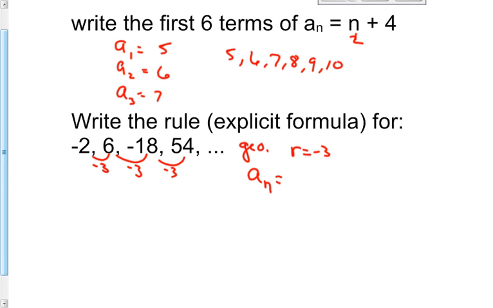Our explicit formula will be a sub n equals, if you remember the rule, first term times common ratio to the n minus 1. So we have for our first term negative 2. Our common ratio is negative 3 raised to the n minus 1. There's our explicit formula.